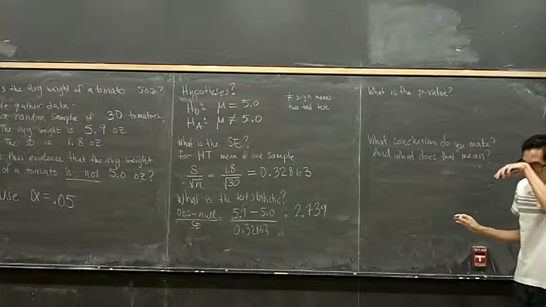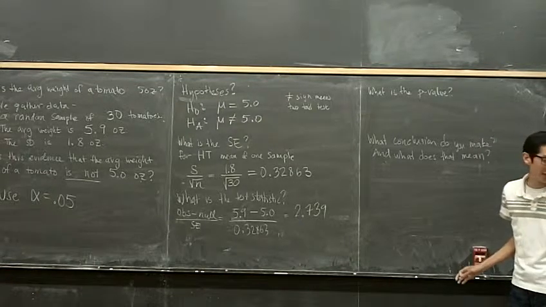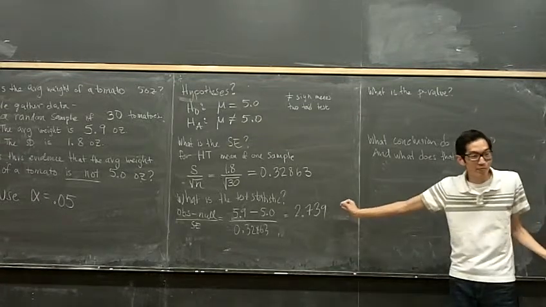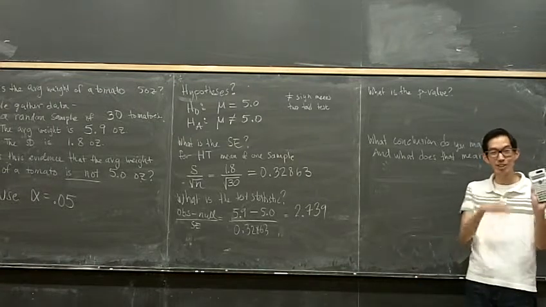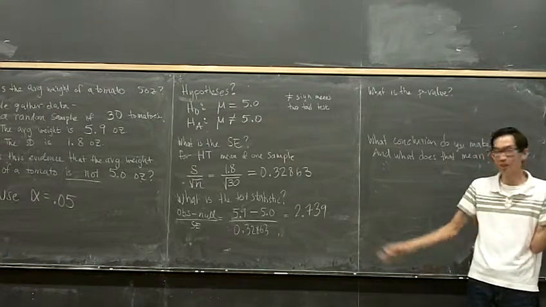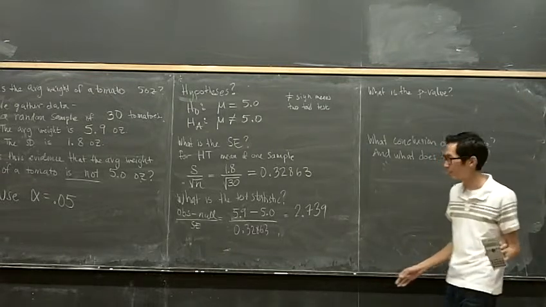Okay. I don't care. On the final exam, when it's multiple choice, maybe you'll see 2.739. If you got 2.7388 on your calculator, pick 2.739. So just go with that.